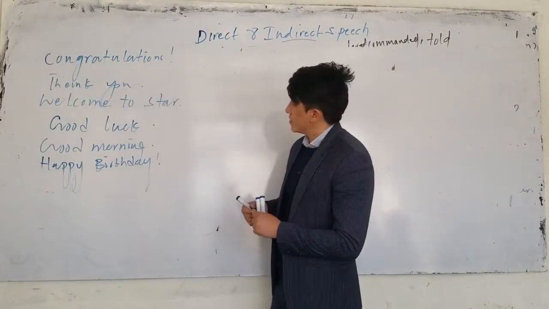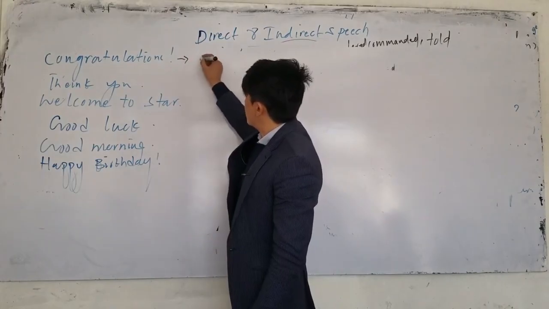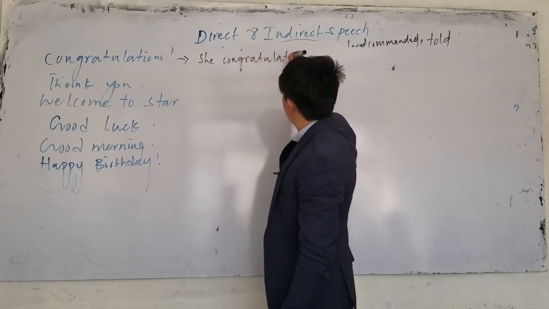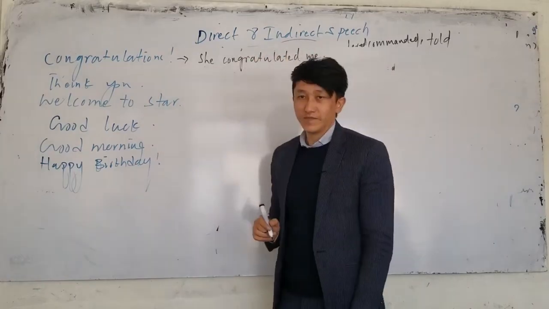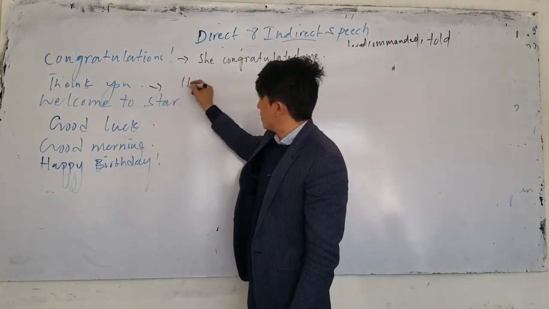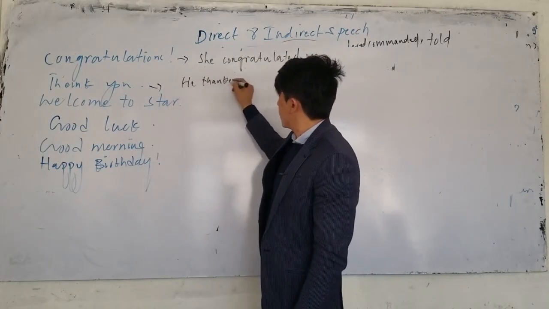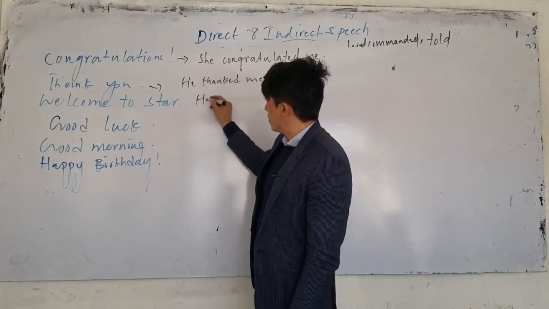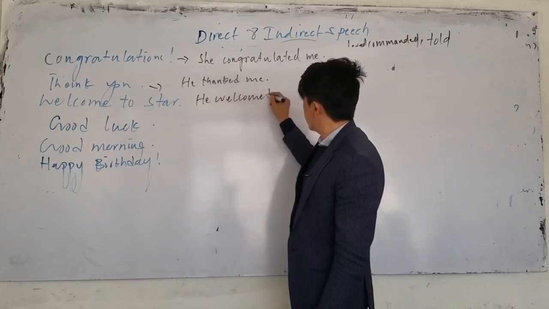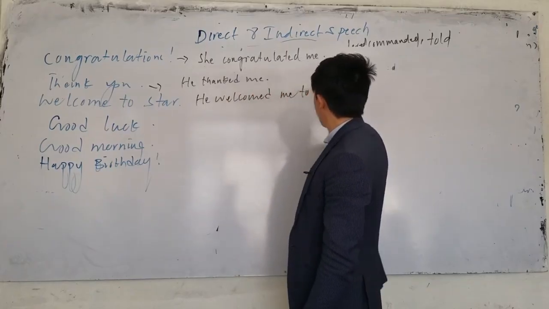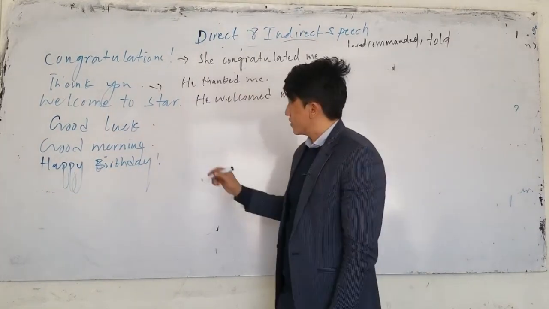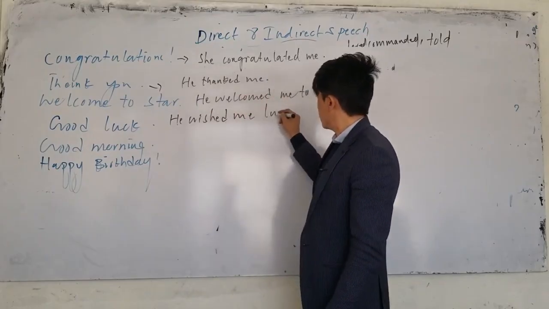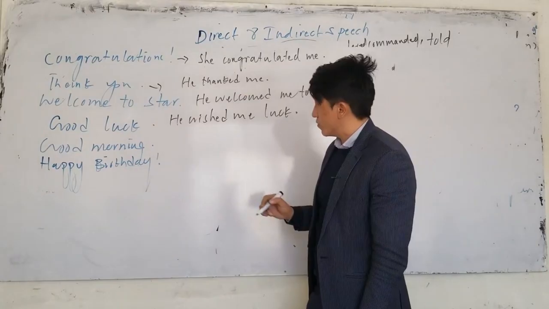The first one, if somebody says congratulations, how should I say? If it's a she or a he, we can mention it. We can say she what do we say? She congratulated me. And if it's thank you, what do we say? We can say he thanked me. If somebody says welcome to Star, we can say he welcomed me to Star, or welcomed us to Star. Or if somebody comes with good luck, what do we say? He wished me what? Luck.